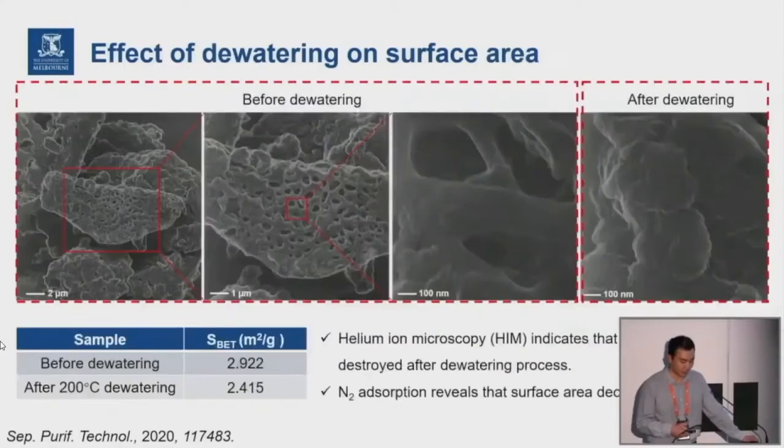a very important role. However, a common sense in the absorption research area is that the surface area plays a very important role. I would like to show here, this is not the case in this study. Basically, the helium-ion microscopy indicates the pore structure was destroyed after the dewatering process, and the nitrogen absorption reveals the surface area actually decreased after the dewatering. So this means that it is the functional group rather than the surface area that facilitates ammonia absorption.